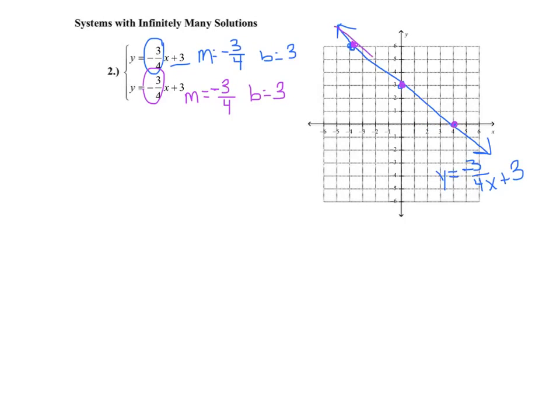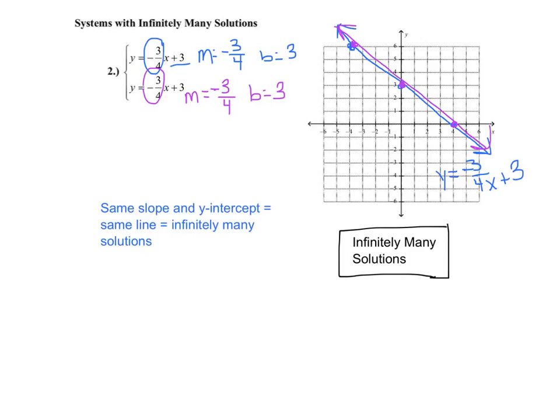Draw your line, and if you notice here, it's the same line. So whenever we have the same line, your answer is infinitely many solutions. And we have infinitely many solutions when our slopes are the same and our b's are the same. The equations are the same. So when you have the same slope and y-intercept, it is the same line. Therefore, your answer is infinitely many solutions.